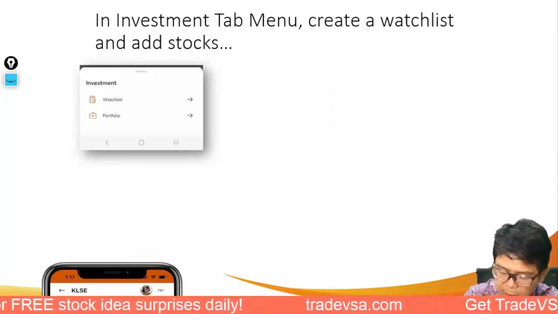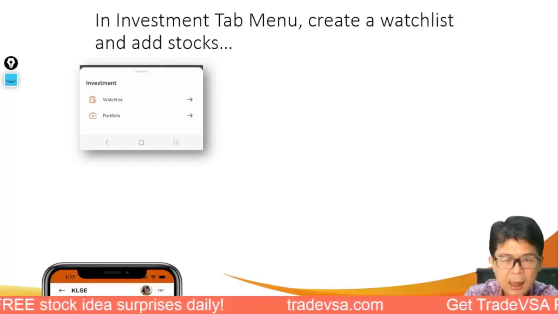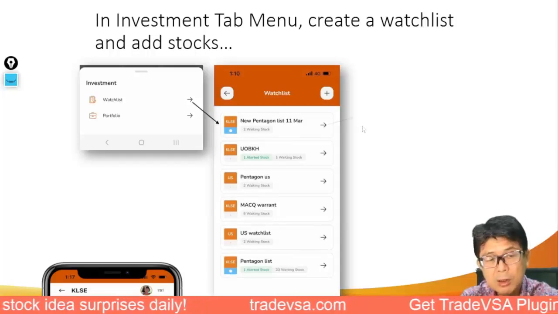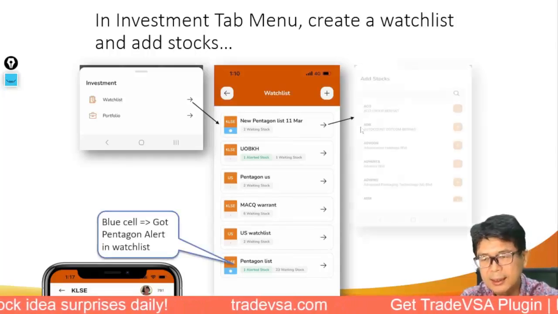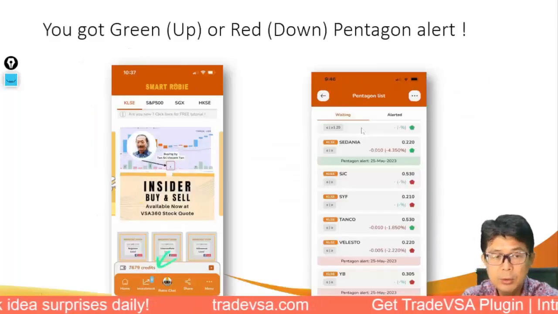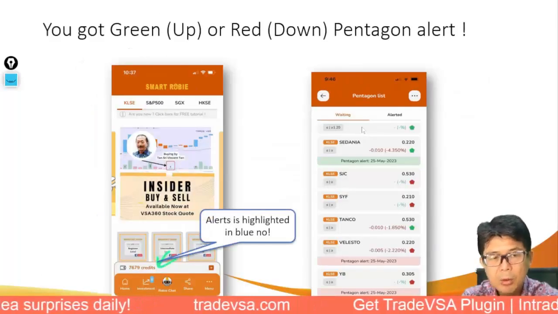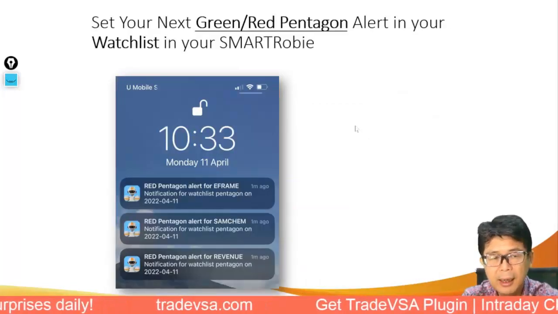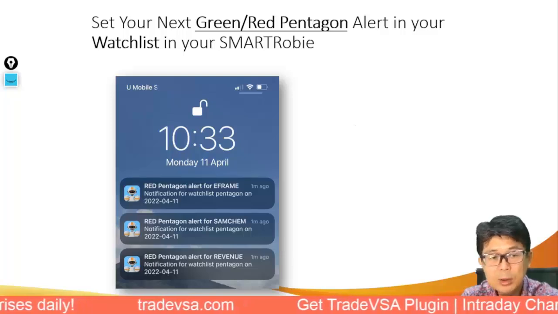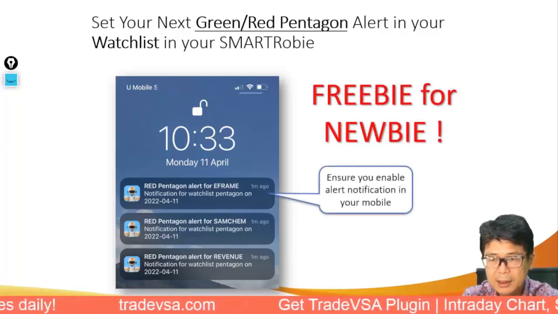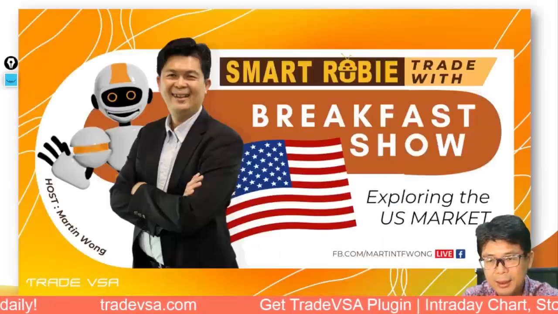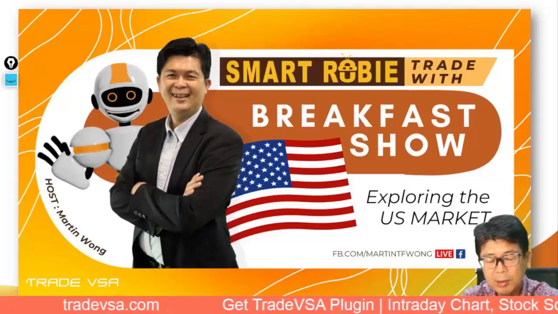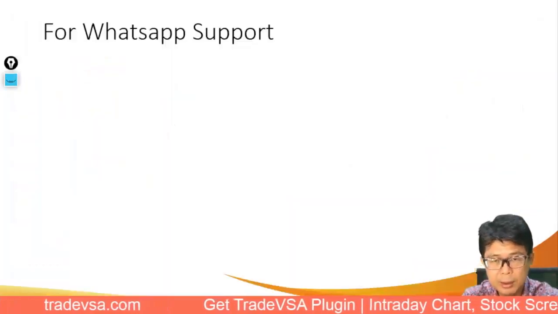So one of our CVs will talk about the alert, how you want to set up. For example, you bought some stocks, you want to see when the red pentagon comes out, you want to set that alert to notify you to exit. All right, green to go in, red to exit, and that's why you want to set up that alert here. It will be an in-app notification, just like your WhatsApp, and it's free for newbies. And of course on our Tuesday, on our second and fourth week, we are doing our US market here.